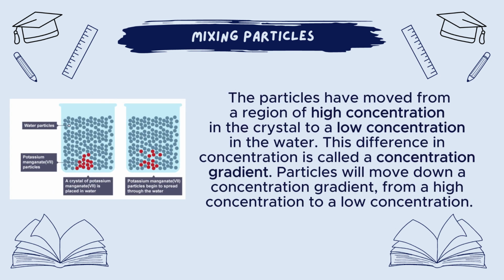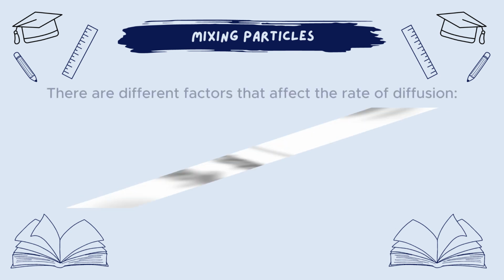As you can see in the diagram, the particles have moved from a region of high concentration in the crystal to a low concentration in the water. This difference in concentration is called a concentration gradient. Particles will move down a concentration gradient from a high concentration to a low concentration.